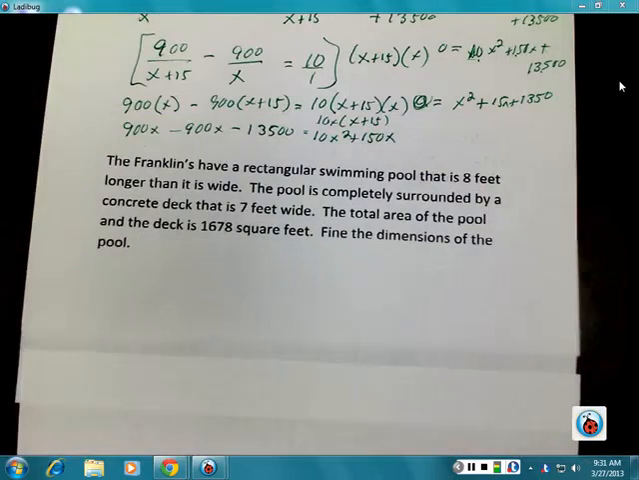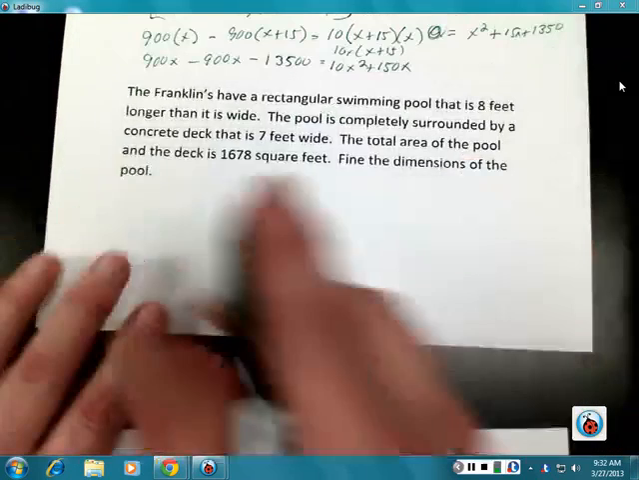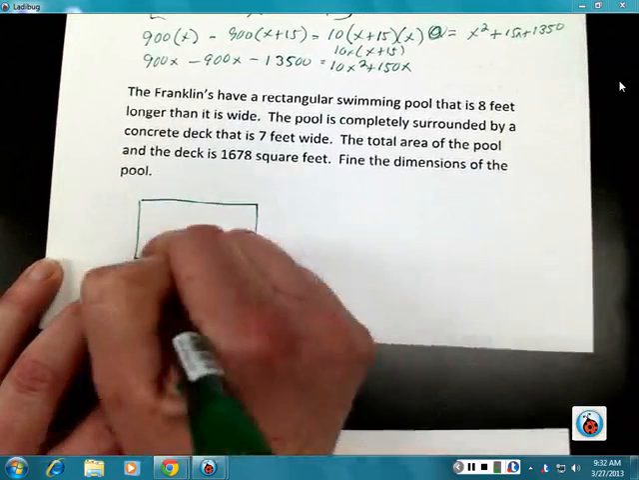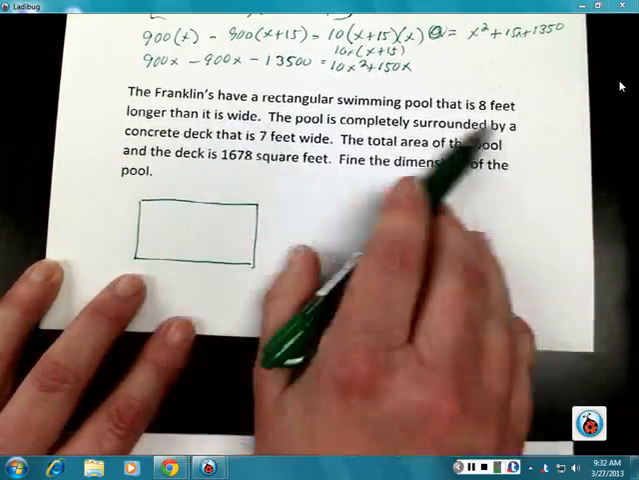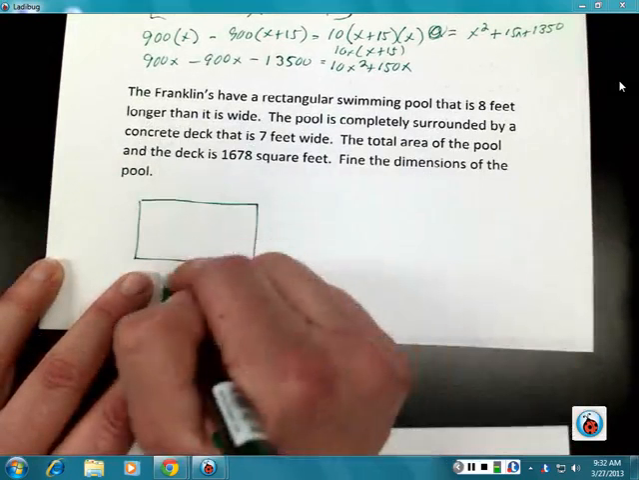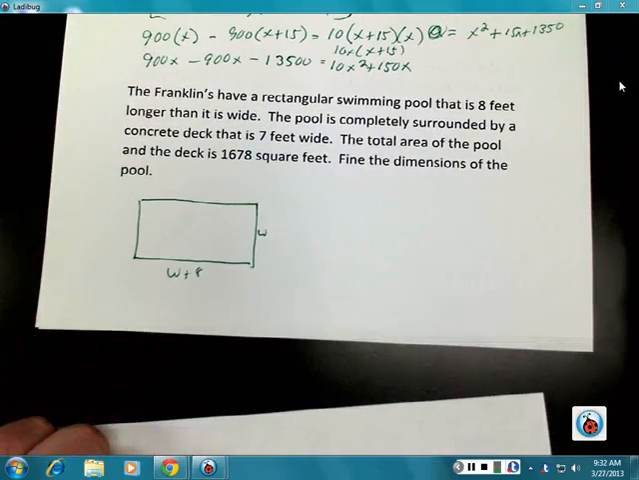Franklin's have a rectangular swimming pool that is 8 feet longer than it is wide. So what in the world does that mean? That means I have a rectangular swimming pool that is 8 feet longer than it is wide. So W plus 8 and W. We okay with that part?